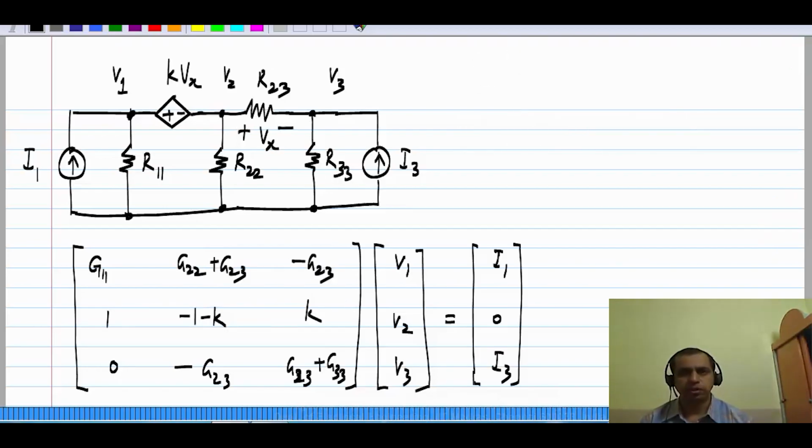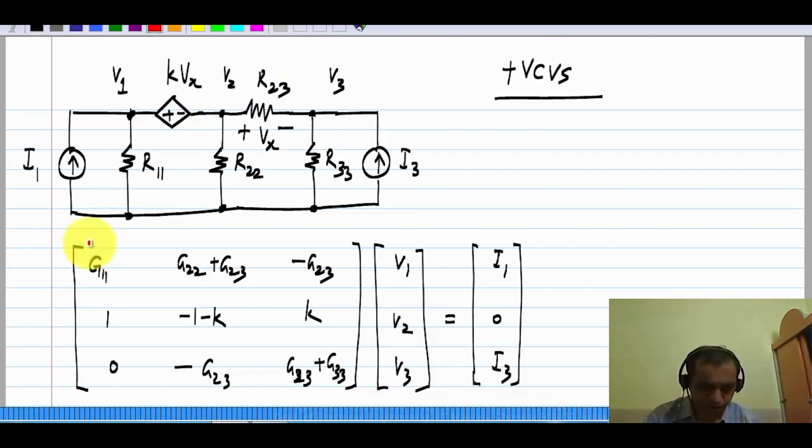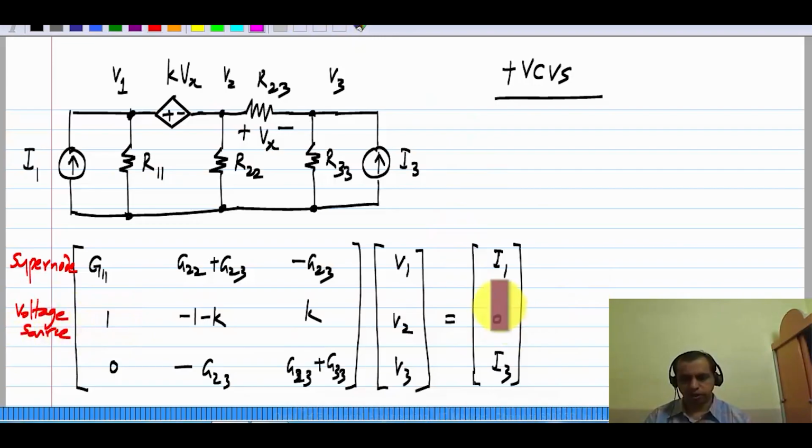Next, we look at including voltage controlled voltage sources into our circuit and carrying out nodal analysis. Now when we have a voltage controlled voltage source, just like the independent voltage source, we have to form a super node and we have to add the equation for the voltage source. This is a controlled source, so the right hand side will be 0 and all the terms appear on the left hand side. And again, the G matrix is asymmetric.